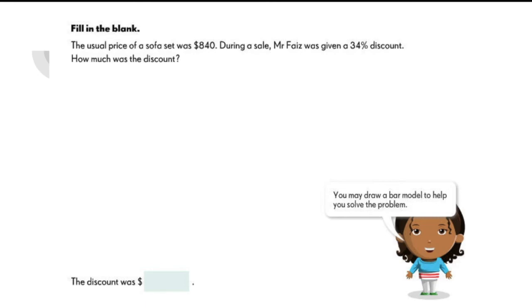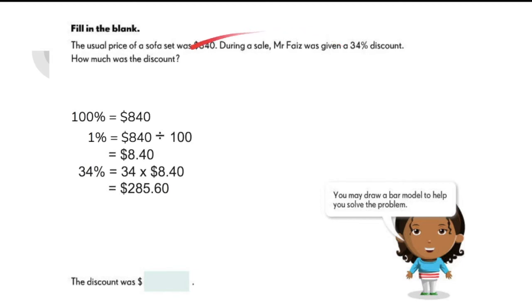So we need to find out what is 34% of $840. So 100% is equal to $840. 1% is equal to 840 divided by 100. Do you remember how we divide a number by 100? Yes, we just need to move the decimal point 2 places to the left. So if we have $840, dividing it by 100 would mean moving the decimal point 2 places to the left.